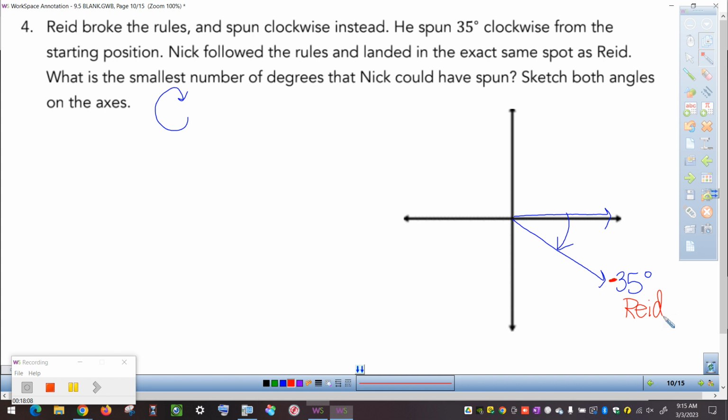Now it says that Nick followed the rules, meaning Nick went counterclockwise and landed in the same spot as Reed. We're going to find the smallest number of degrees that Nick could have spun. Nick's spin would look like this, still starting here, but going in the positive direction. We're going counterclockwise, and we're landing here in the same place.